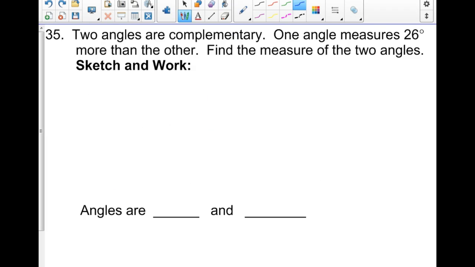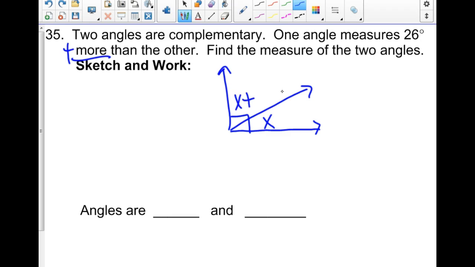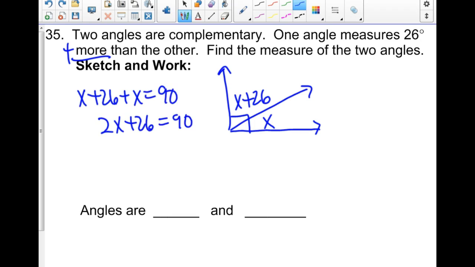Two angles are complementary. That means that they add to 90. And just draw a pair of angles that add to 90. One angle measures 26 more than the other. So if I let one be x, the other would be x plus 26, since more means to add. Now those both add up to 90. So 2x plus 26 equals 90.